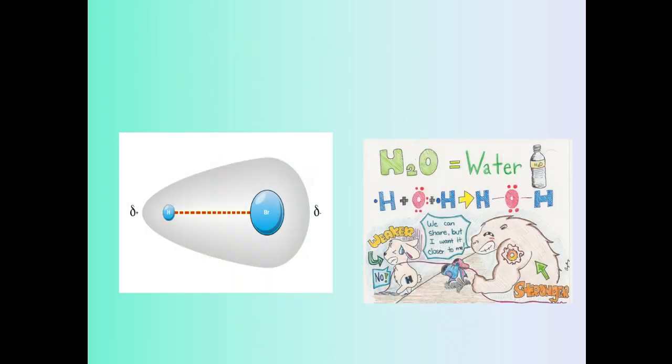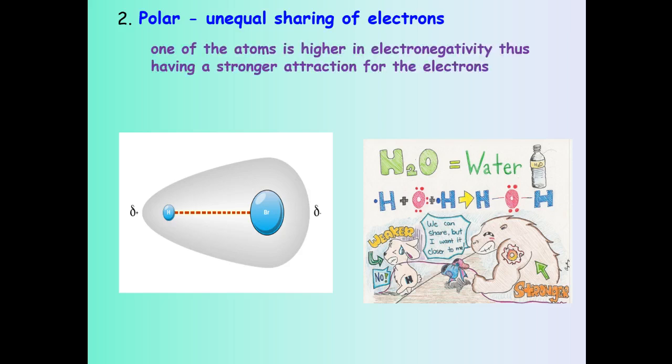The second type is a polar covalent bond, which results from unequal sharing of electrons because one of the bonding atoms is higher in electronegativity than the other, so it has a stronger attraction for electrons. If we take a look at the diagram we have here, bromine is higher in electronegativity than hydrogen, so it's going to pull those electrons closer to it, resulting in a slightly negative charge on the bromine and a slightly positive charge on the hydrogen.